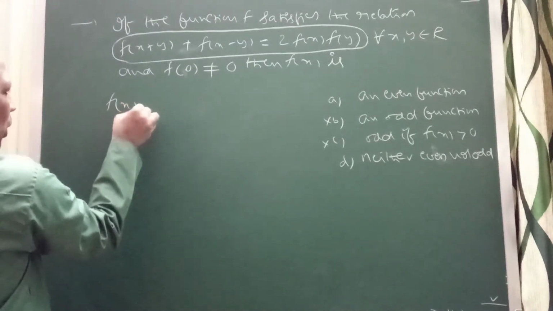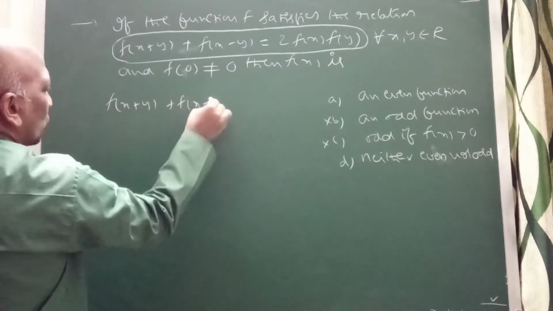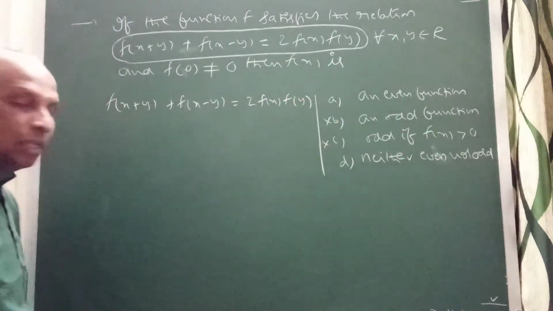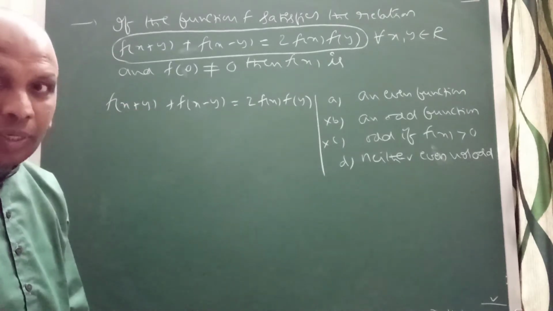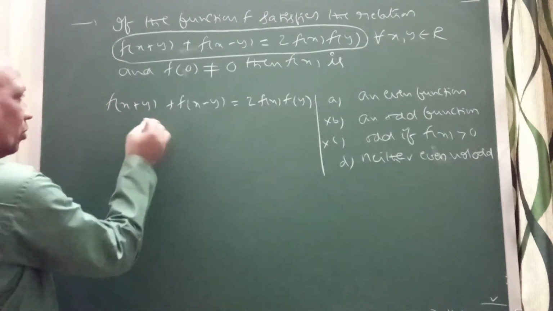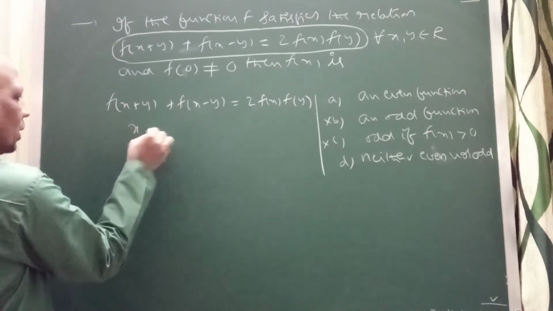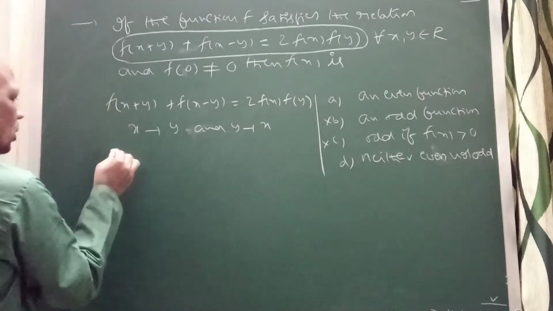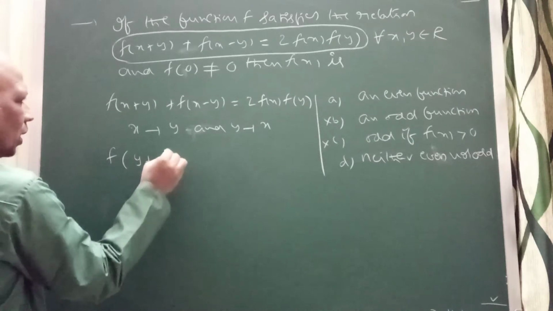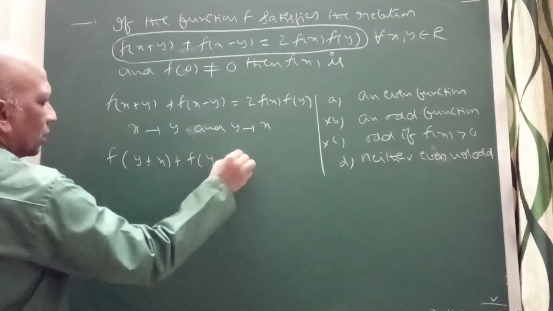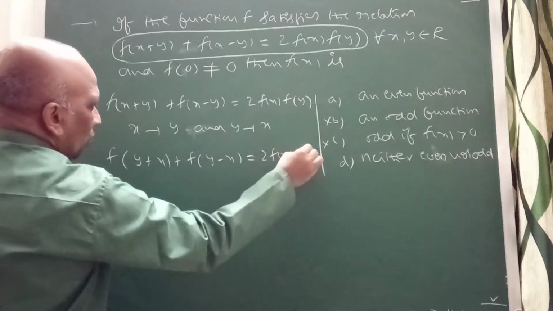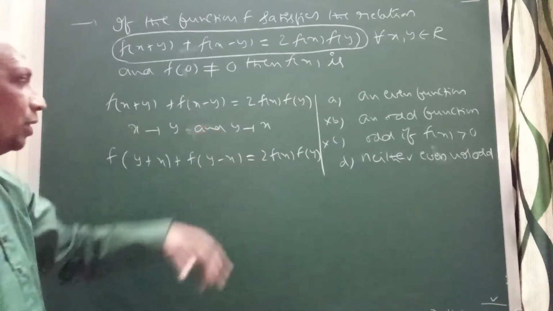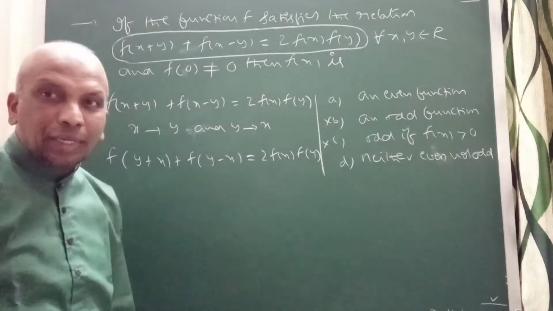But I am taking this one. Suppose f of x plus y plus f of x minus y is equal to 2 into f of x into f of y. For convenience, replace x with y and y with x. If you interchange, what will come here? f of y plus x plus f of y minus x is equal to 2 into f of x into f of y. Correct? I have written like this. Just replace x with y and y with x, for convenience.